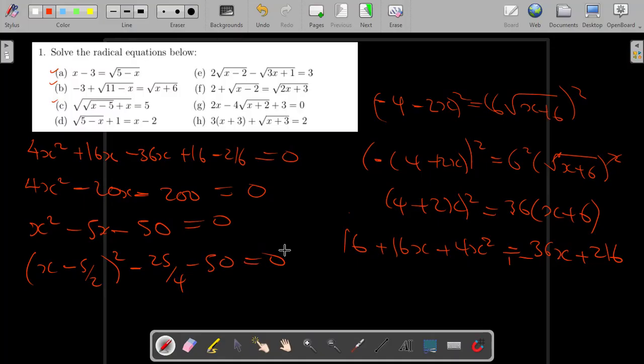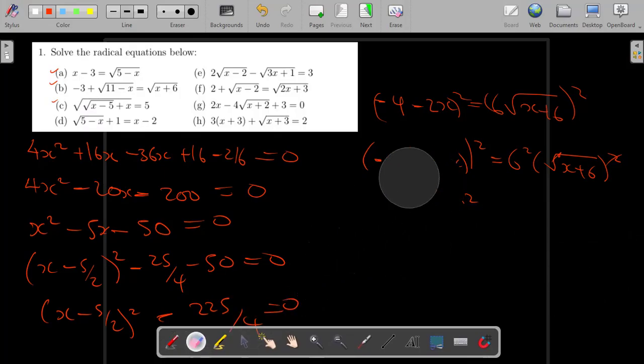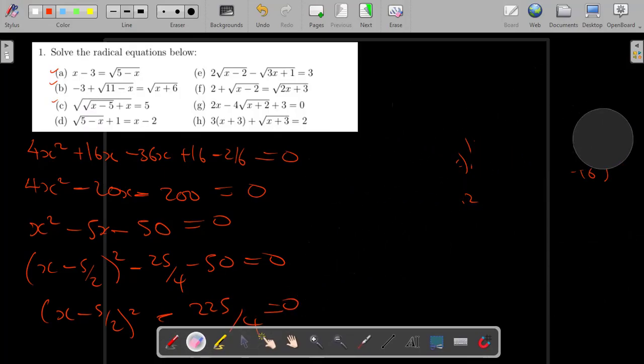So, is that going to be 25 over 4 plus 50? Okay, so this then gives me here x minus 5 over 2 squared. Then this will be minus 2 to 5 over what? Over 4 equal to 0. Then, okay, continue from there. So what do I get?